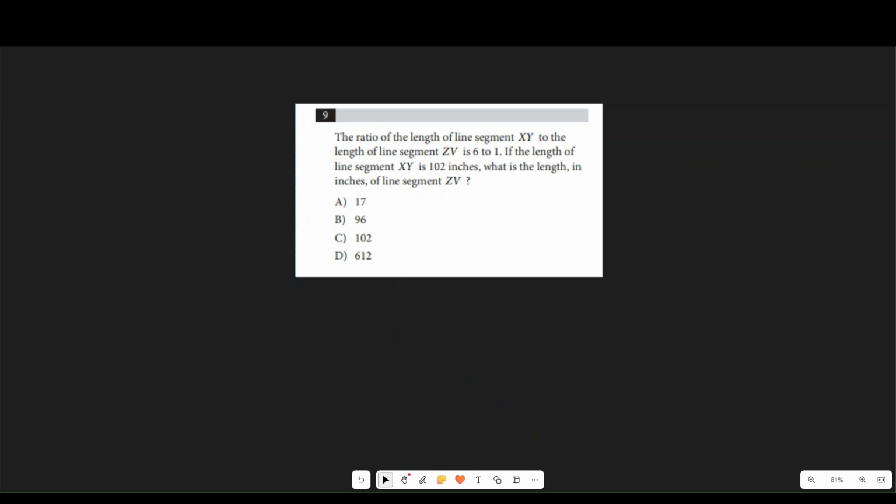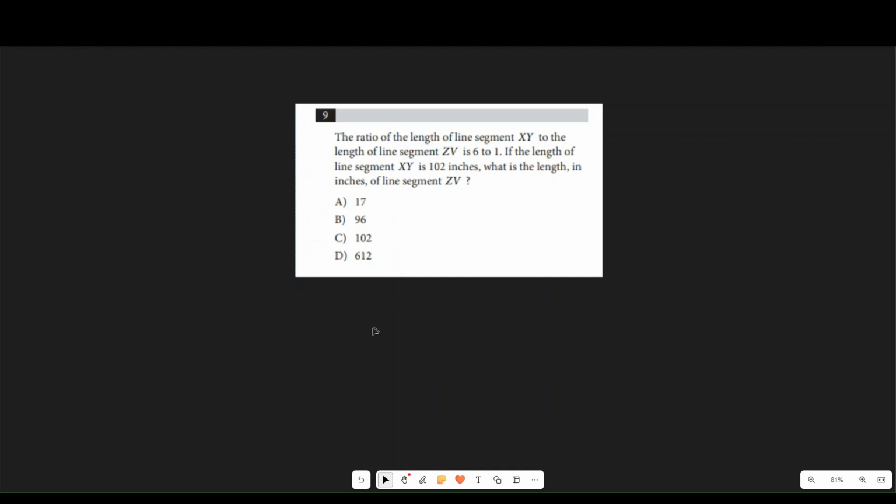This is a question from the 2024 official test bundle 6 math module 2. The ratio of the length of line segment XY to the length of line segment ZV is 6 to 1. If the length of line segment XY is 102 inches, what is the length in inches of line segment ZV? So this question is not too bad.